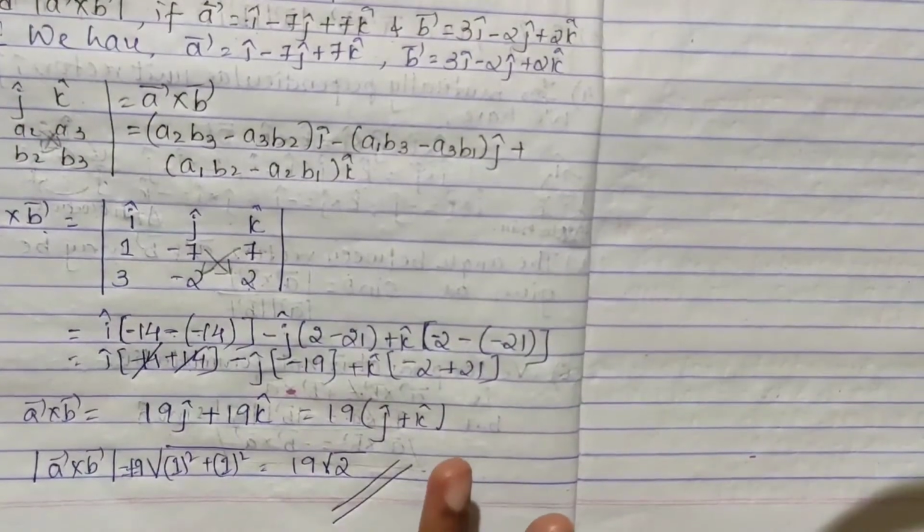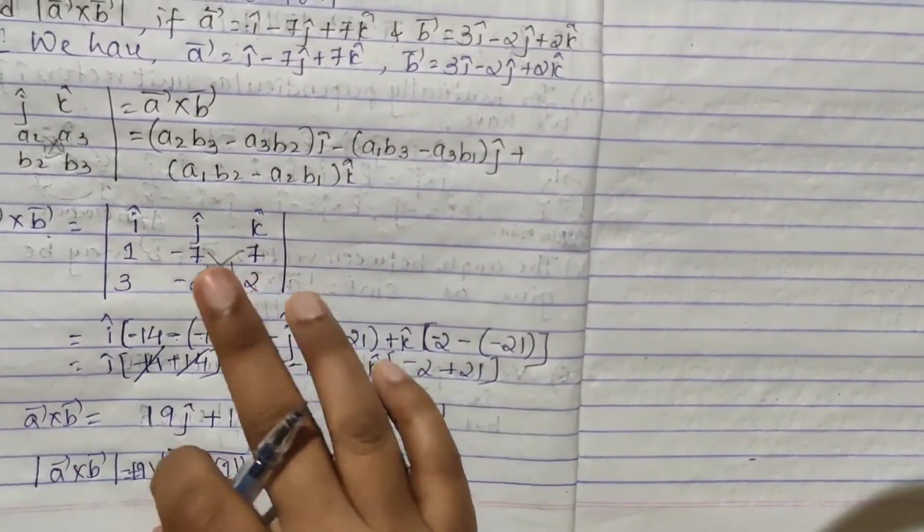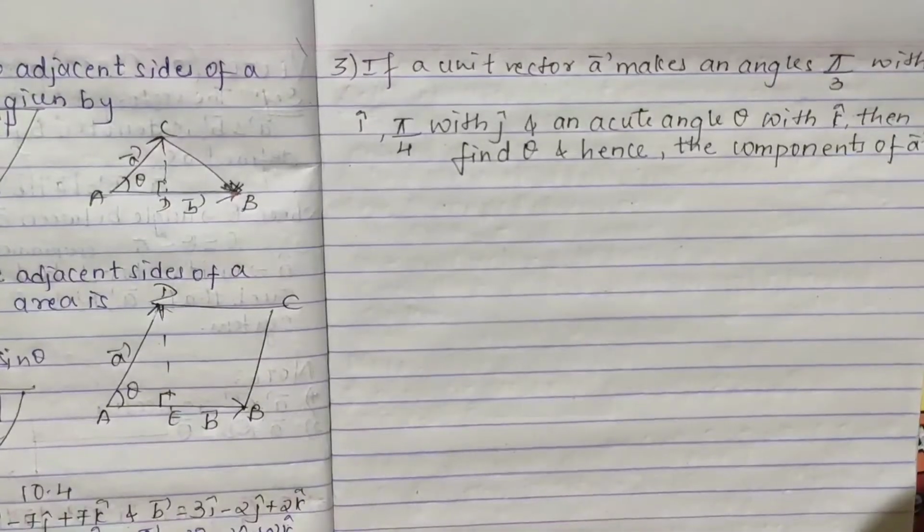Understood how you have to find? Please go through it properly. See the multiplication properly. Okay. So you have the next question.